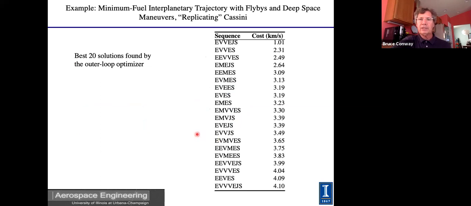And here is what the optimizer came up with. It finds the optimal solution, Venus, Earth, Jupiter flybys, with a cost of just a little over 1 kilometer per second. These are the next 20 best solutions that the optimizer came up with. All of them are pretty bad. Even the next best one uses more than twice as much fuel.